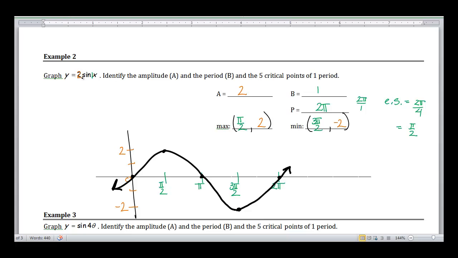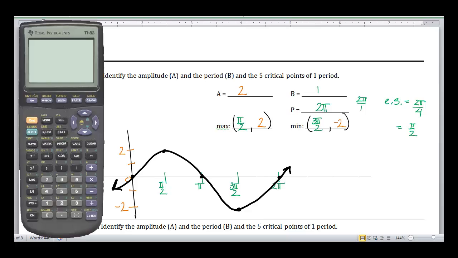You'll notice that we had 2 multiplied times the sine function, and so that's why my amplitude is 2, and I went up and down 2 from my midline of the x-axis. There was also nothing multiplied times x, so I assumed b was 1, meaning that there was only one cycle in each length of 2 pi. So to find my other critical points, I took the period 2 pi and divided by my 4 equal sections. That meant each time I wanted to add on pi over 2 to the one before.